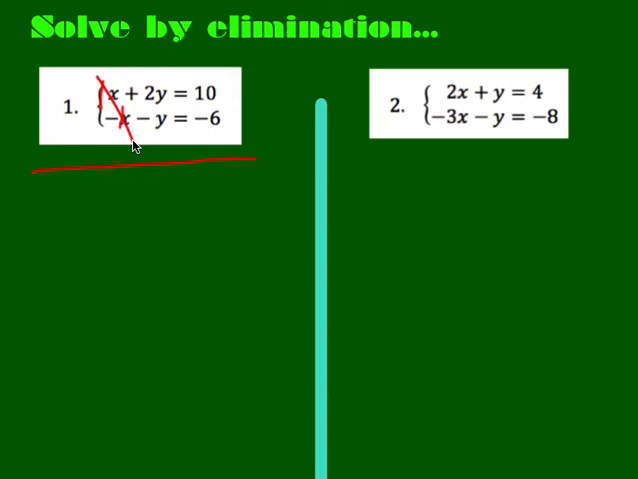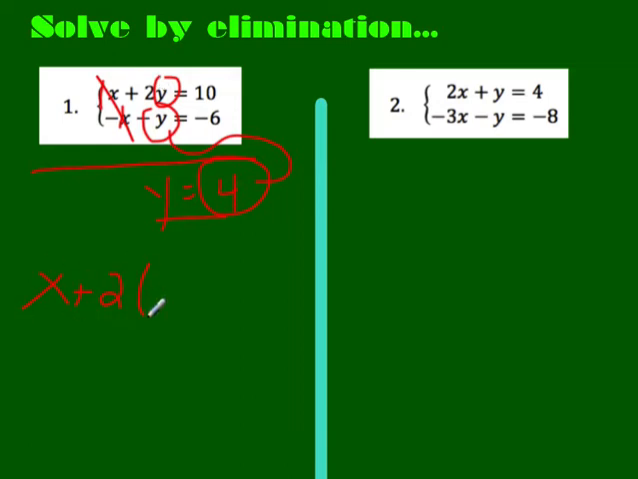Now I'm going to add down the y columns. 2y minus y is just y. 10 minus 6 is 4. So now I know that y is equal to 4. Now I can plug in y here or here. It doesn't matter which one, but I like to look at which one is going to be easiest to solve. So I think the top one, number 1, is easier to solve, but ultimately it doesn't matter.